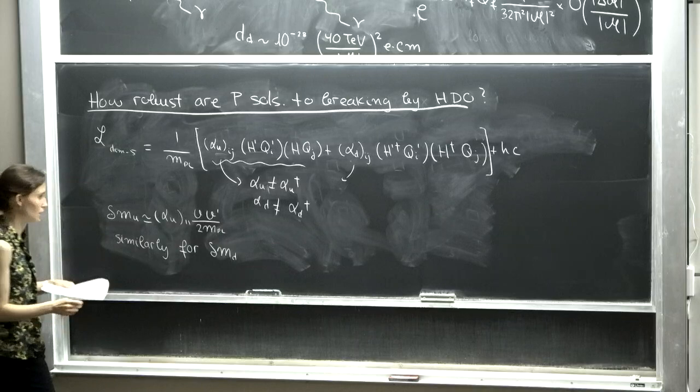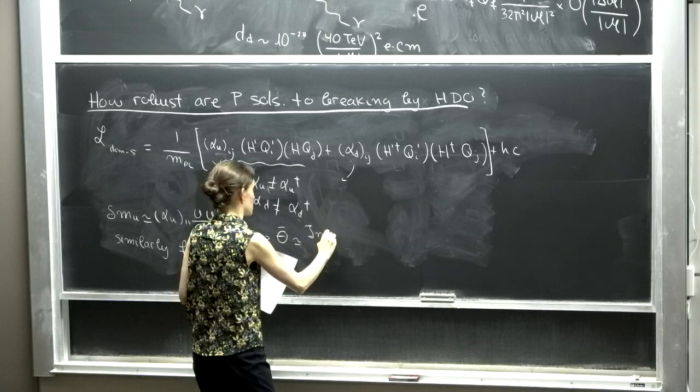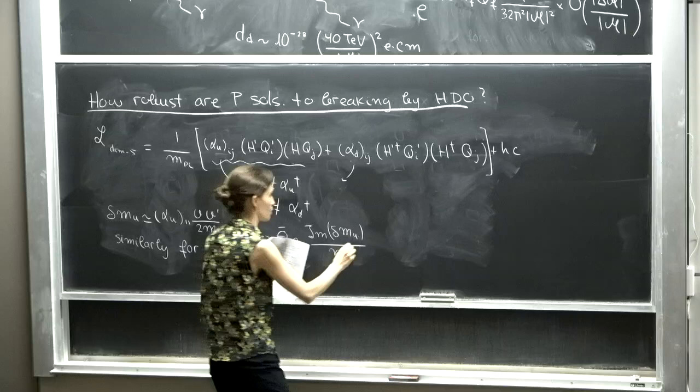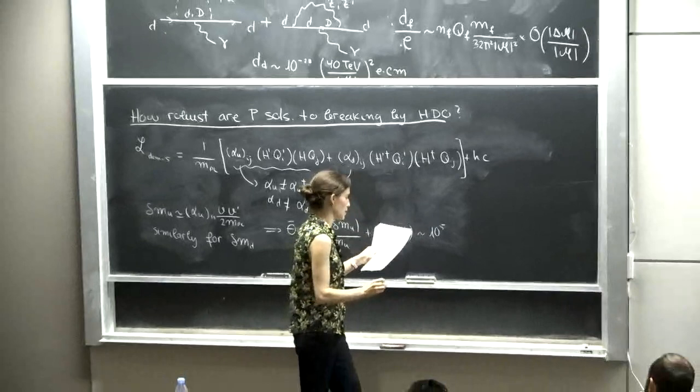Then we can estimate how that would contribute to the determinant of the quark mass matrix, and therefore to theta bar. That would pick up the imaginary part of this contribution relative to the overall size of the up quark mass, and the same for the down sector. And you've seen the value of the Yukawa coupling for the up quark, which is 10 to the minus 5, sorry. We can write this down parametrically as something like this.